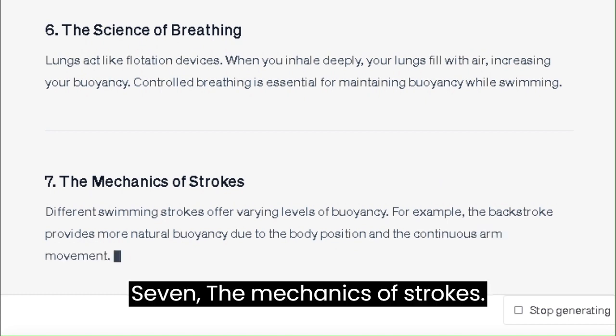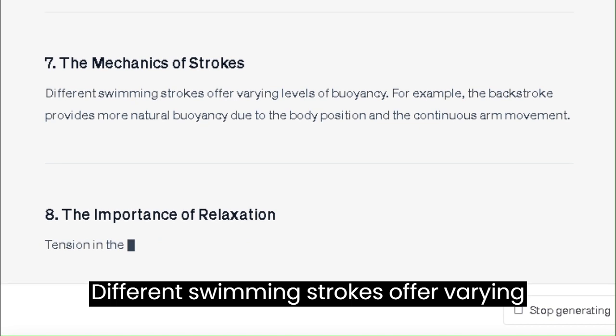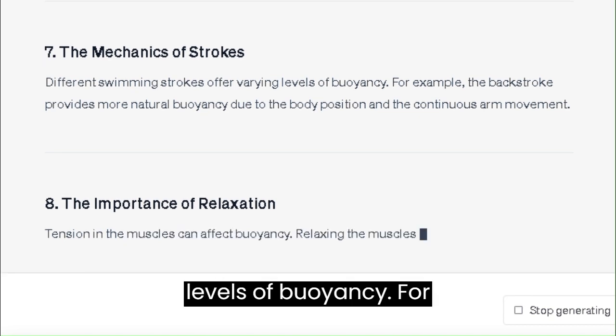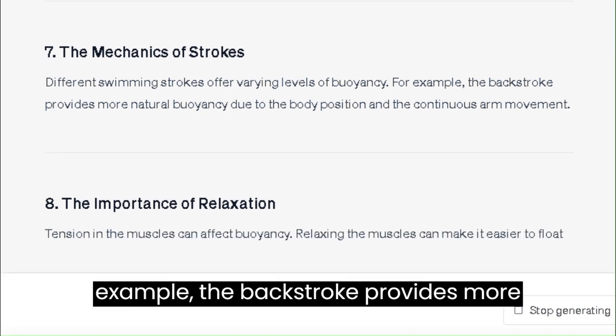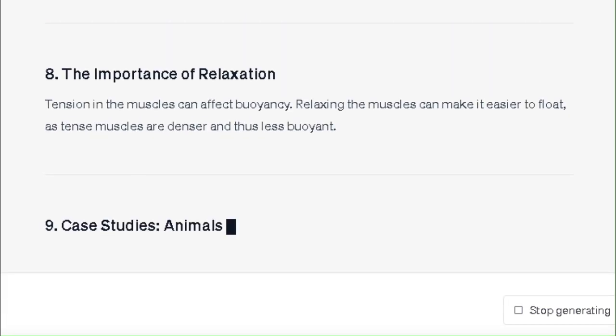7. The mechanics of strokes. Different swimming strokes offer varying levels of buoyancy. For example, the backstroke provides more natural buoyancy due to the body position and the continuous arm movement.